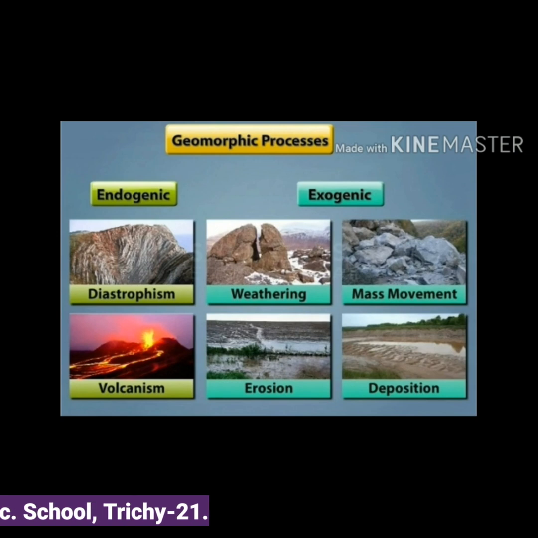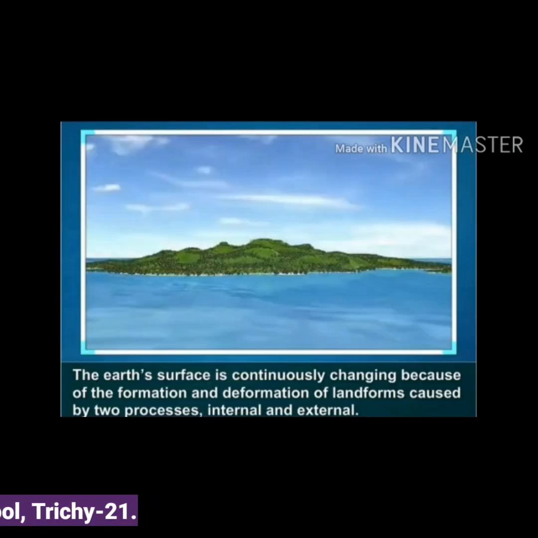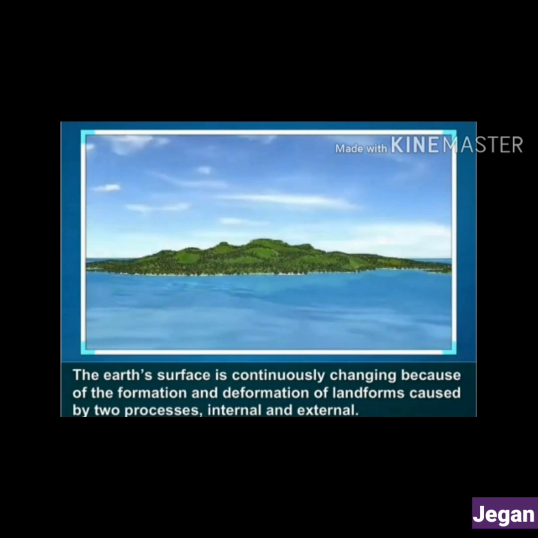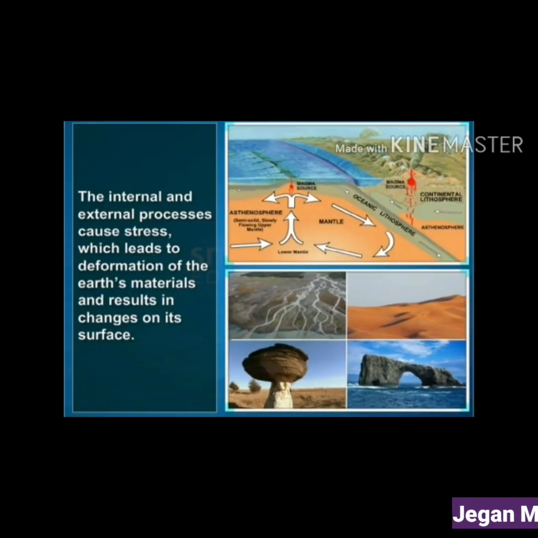Now we discuss endogenic process: diastrophism and volcanism. The earth's surface is continuously changing because of the formation and deformation of landforms caused by two processes, internal and external. The internal and external processes cause stress which leads to deformation of the earth's material or results in changes of the surface. Look at the picture.